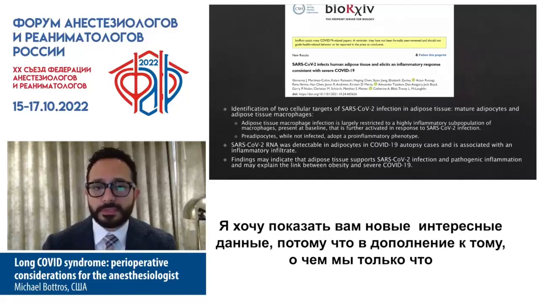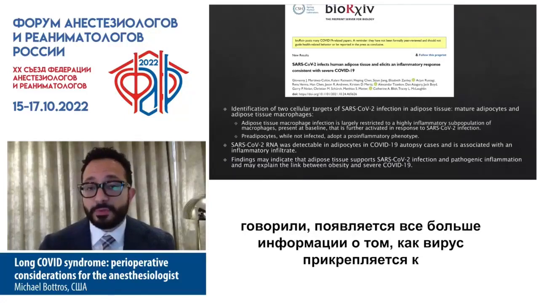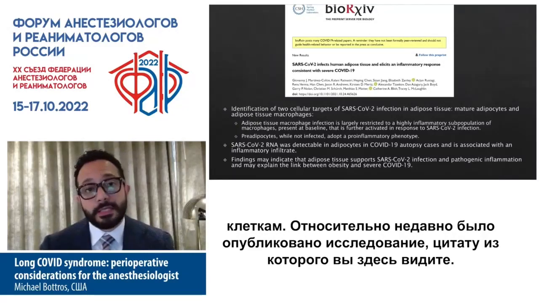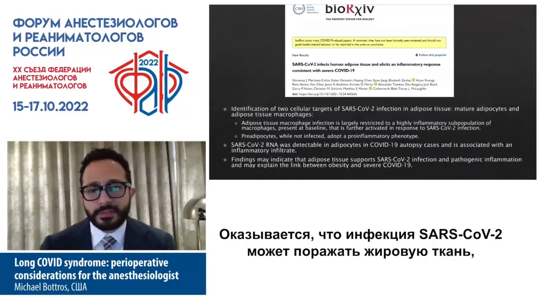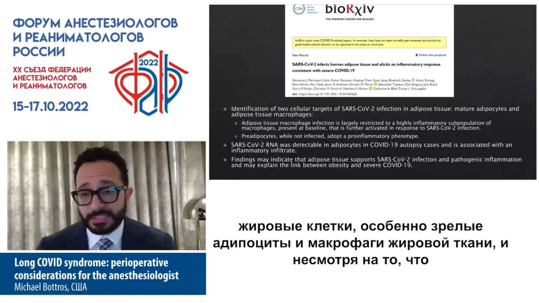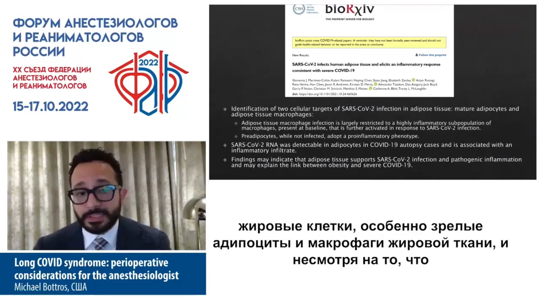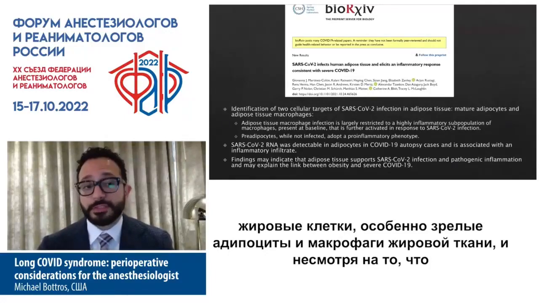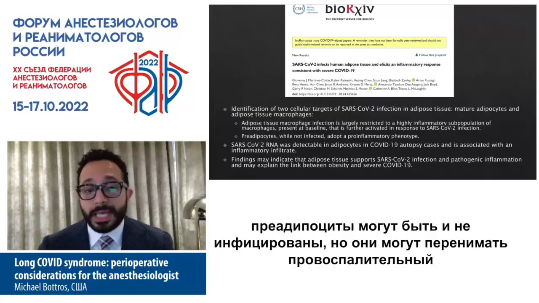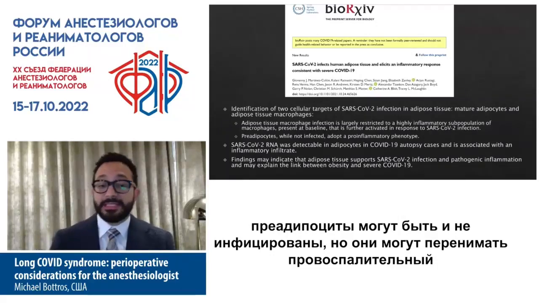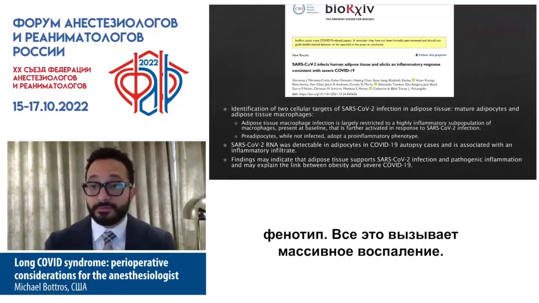Now, I want to point out some interesting new material because in addition to what we just talked about, there is more and more information about how this virus attaches to cells. And it turns out that there is a recent study, that you see the citation here for, that shows that SARS-CoV-2 infection actually can target adipose tissue, fat cells, specifically mature adipocytes and adipose tissue macrophages. And even though pre-adipocytes might not be infected, they can adopt a pro-inflammatory phenotype. So everything is producing massive inflammation.